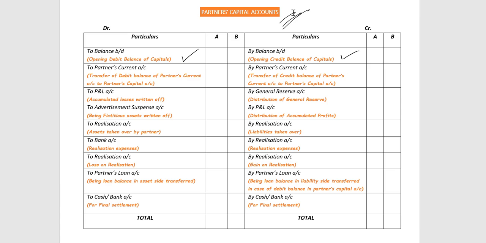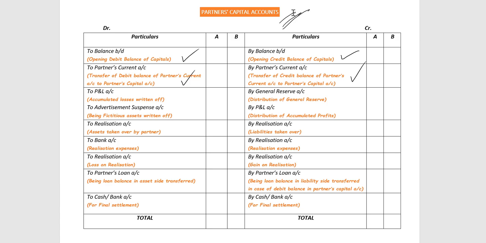Any partner's current account appearing in the liability side of the balance sheet will be transferred to partner's capital accounts as by partner's current account, and any partner's current account appearing in the asset side of the balance sheet and having a debit balance will be transferred to the partner's capital account as to partner's current account.